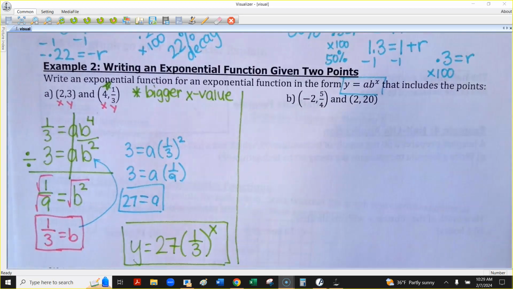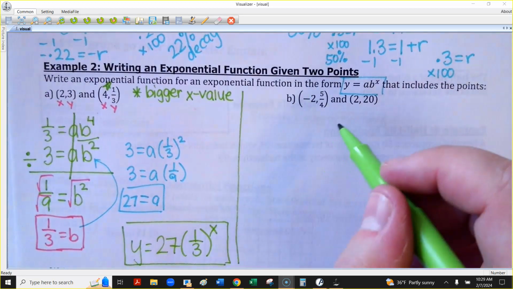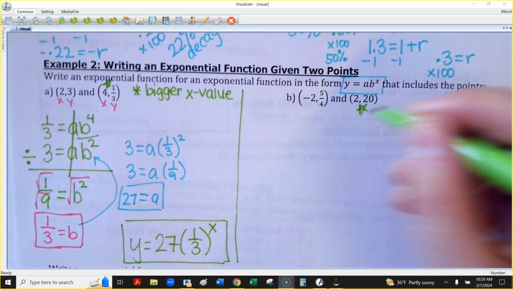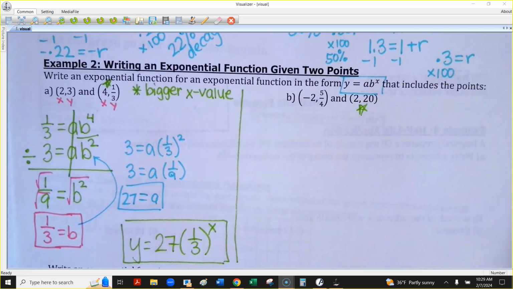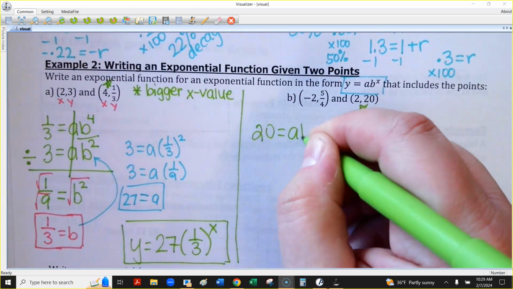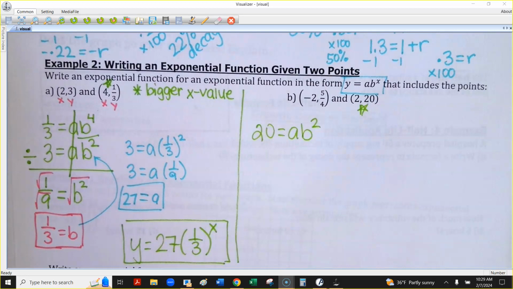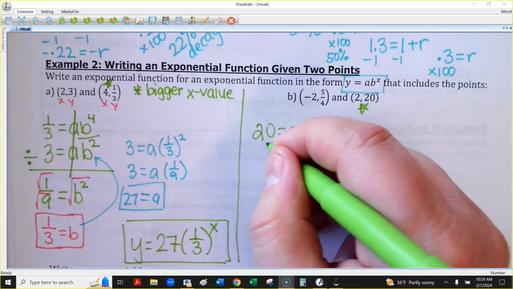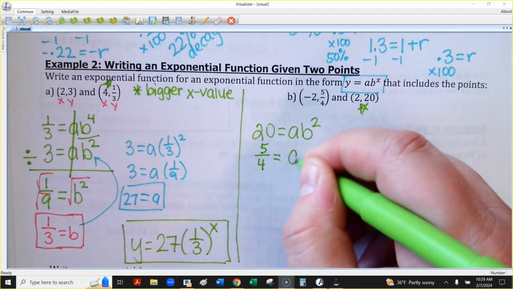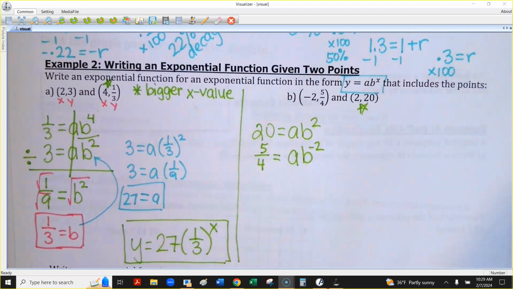Pick whichever point they give you, whichever x value is bigger. So I have -2 and 2, so I'm going to start with the 2. We're going to do 20 is ab squared. The y goes in for y, and that's ab to the x, and the x goes in for x. The other point, I've got 5/4 as my y value, and I have ab to the -2.